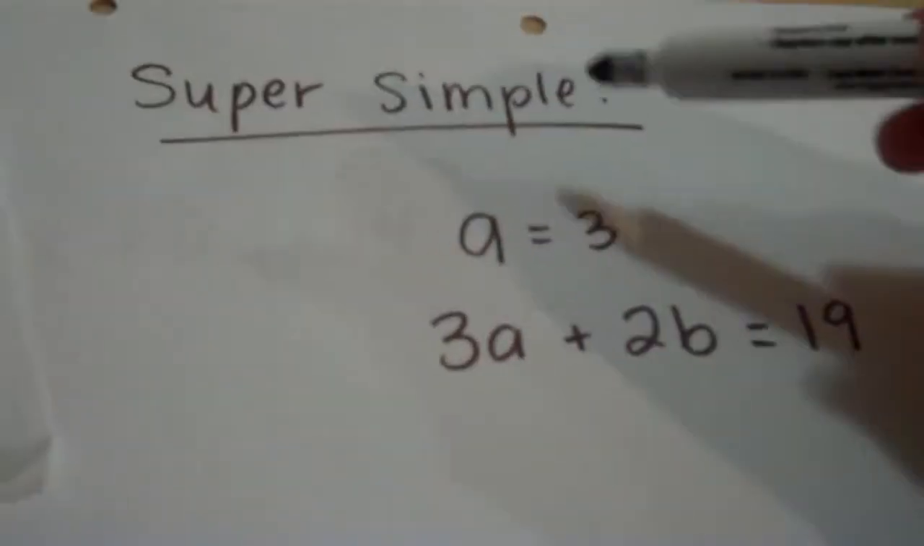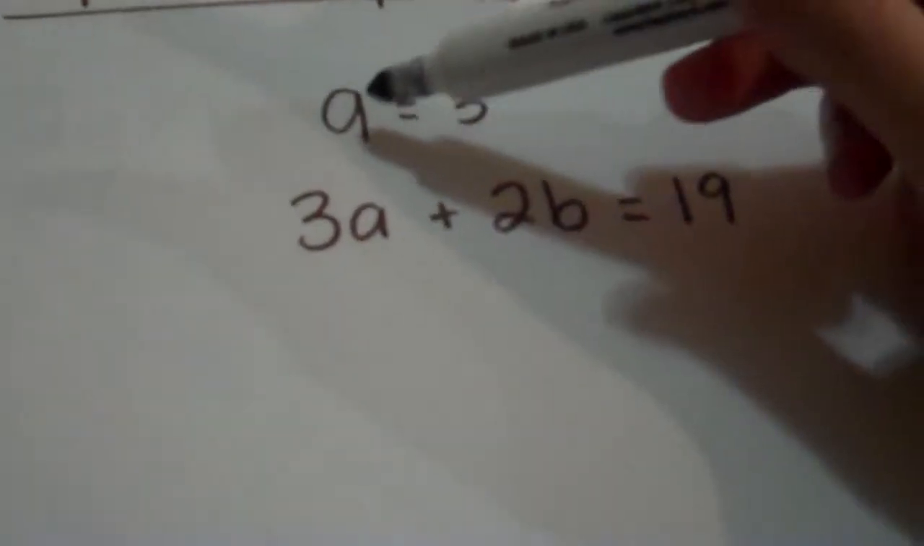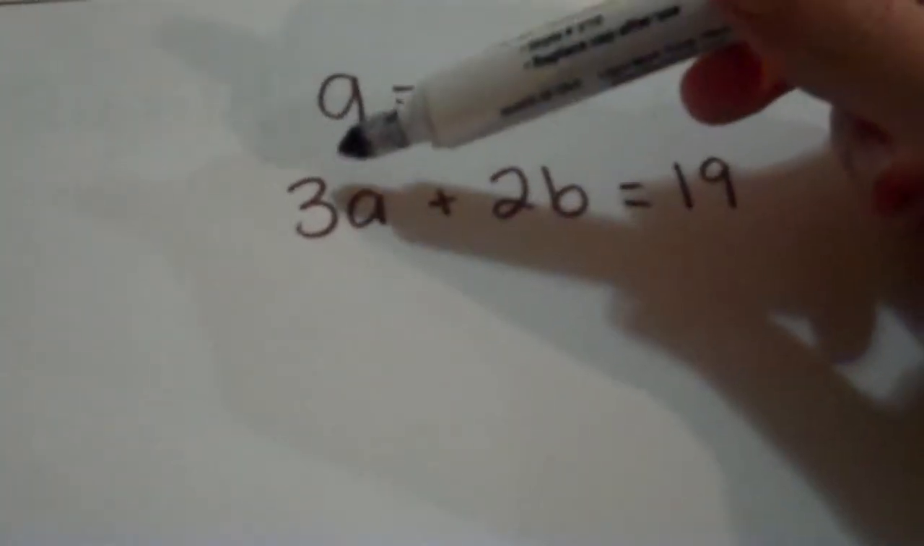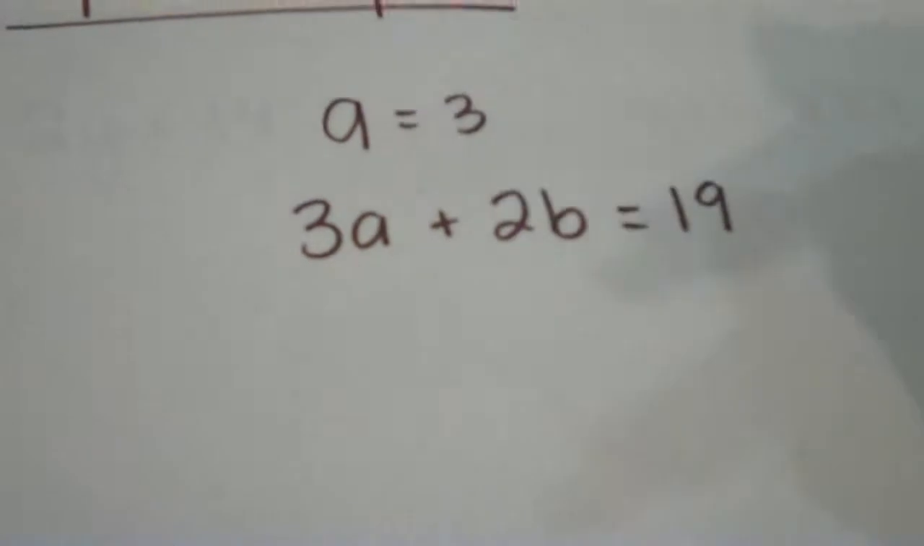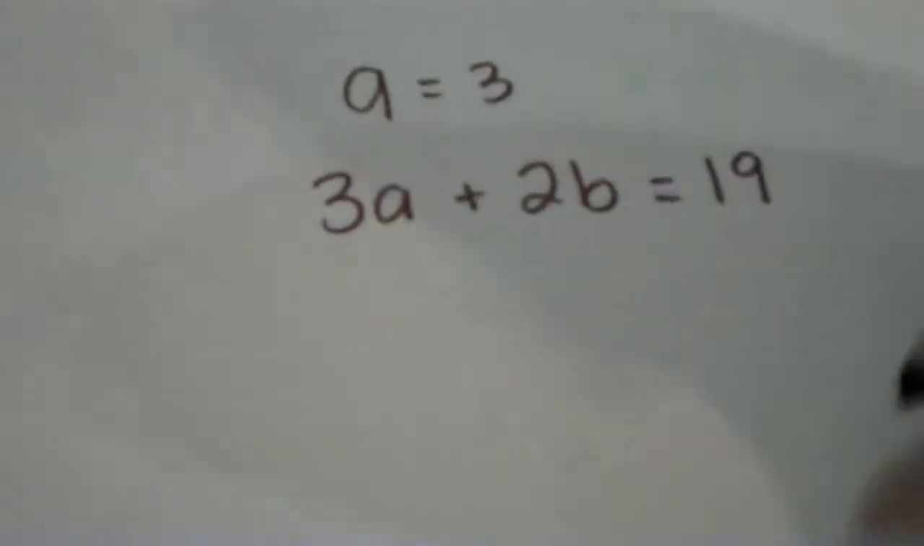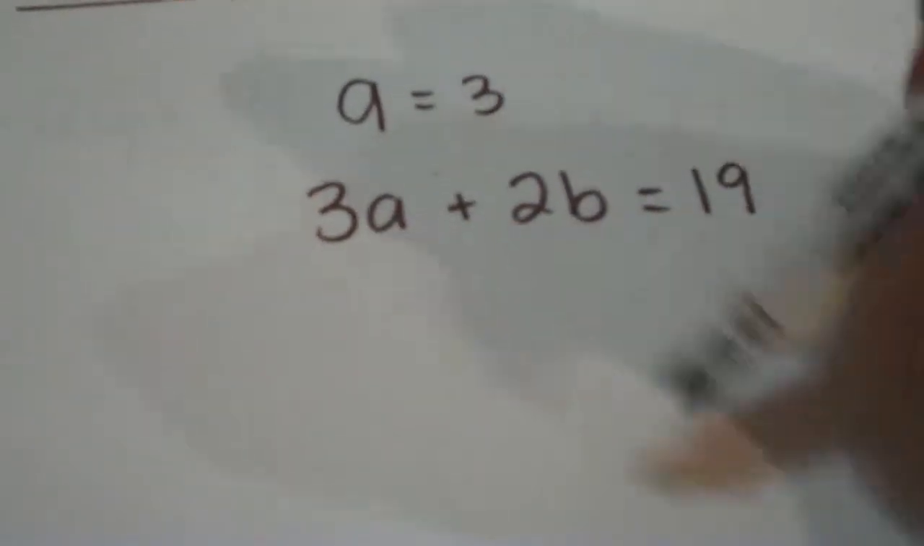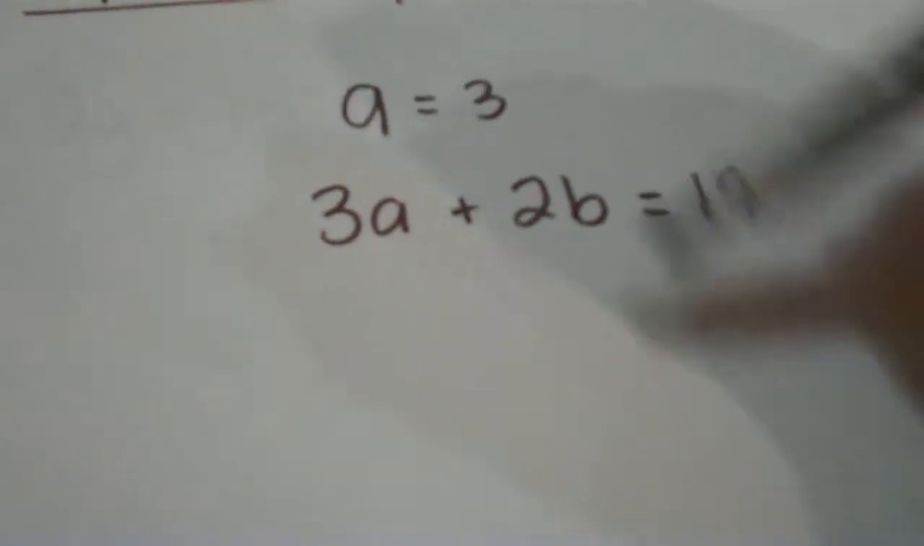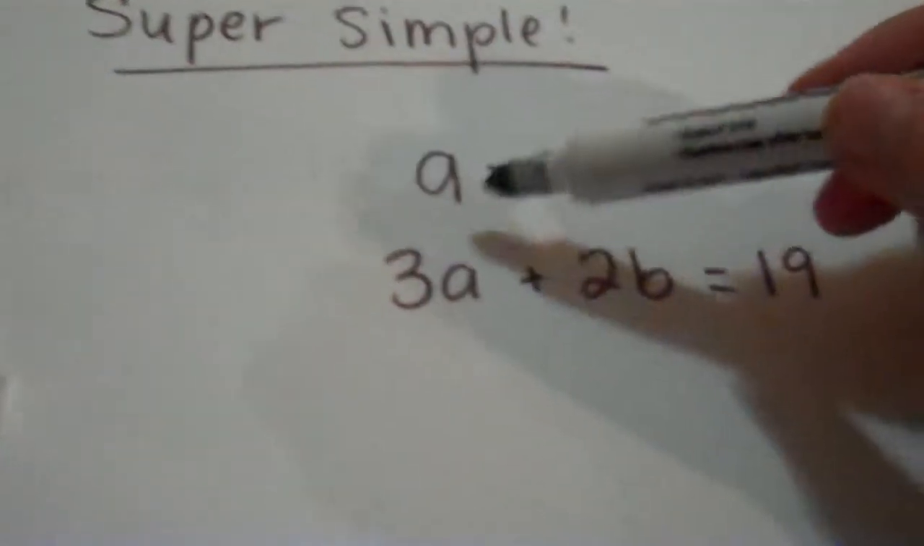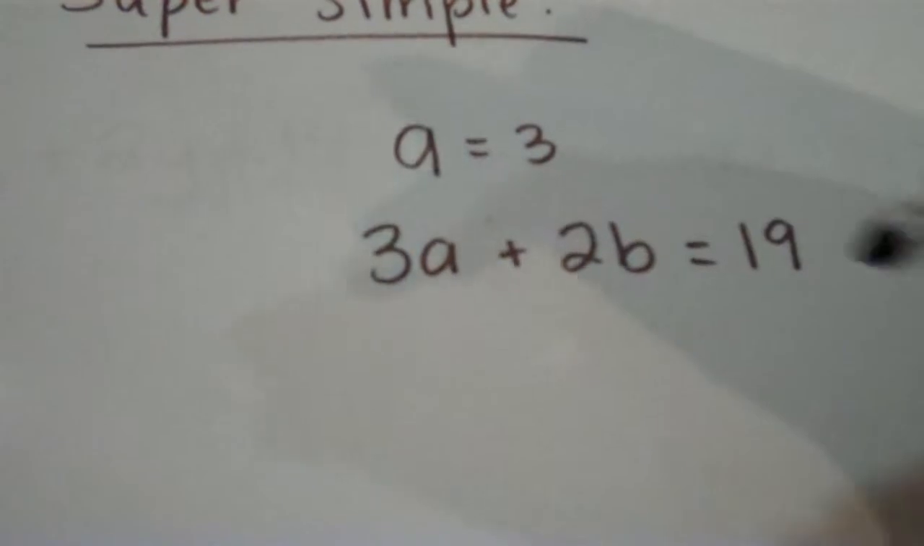Okay? So, the most simple one I have is a equals 3, and then 3a plus 2b equals 19. Now, on all of these, what you're trying to figure out is what each letter equals. Like, what does A equal and what does B equal? The reason why this one is so simple is because you already know what A equals. A equals 3. But let's go ahead and solve a substitution here.